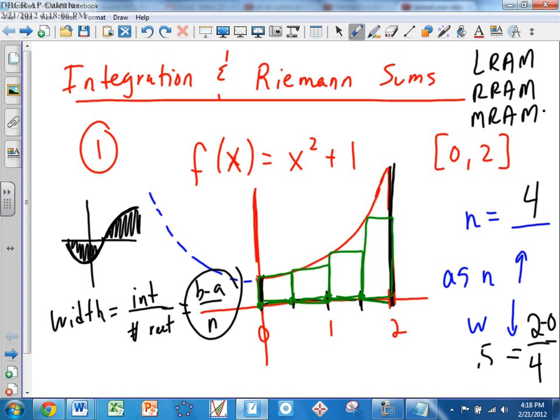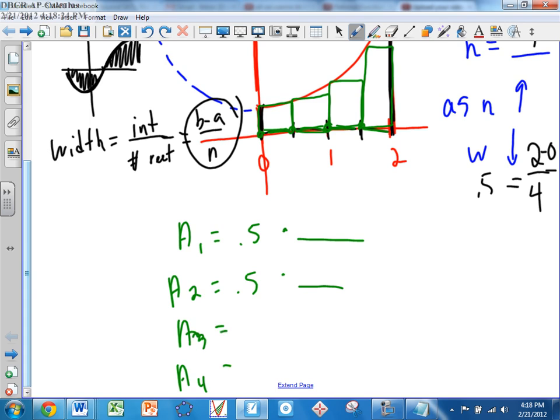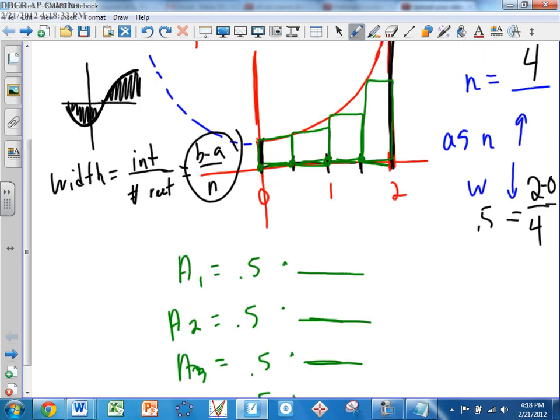So, what is the width of all the rectangles again? 0.5. So I know when I do my math in a minute, and I want to find the area of rectangle 1, it's 0.5 times whatever the height is. The area of rectangle 2 is 0.5 times whatever the height is. Rectangle 3 and rectangle 4 are the same thing. But all these heights are different, and you can see that in the diagram. Every rectangle has a different height.